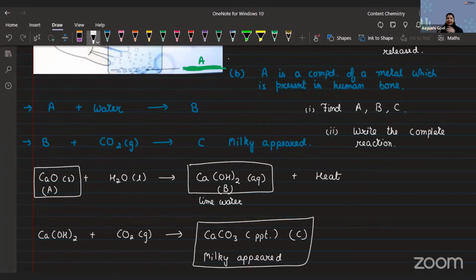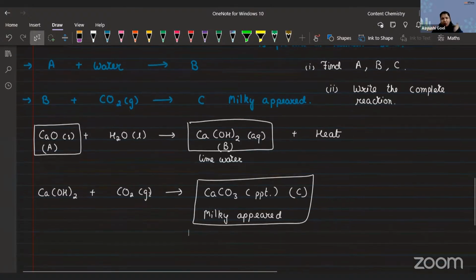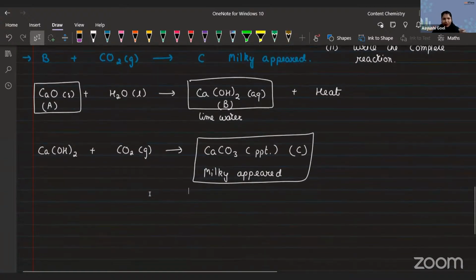So I've got A, B, and C, so I don't have to write again and again. I have A, B, C, and I have a complete reaction as well. And if it is two different questions, then do write those answers two times. I'm not writing, but you should.